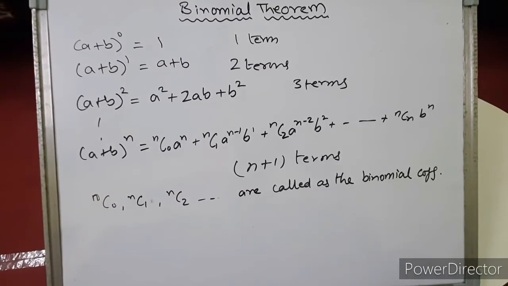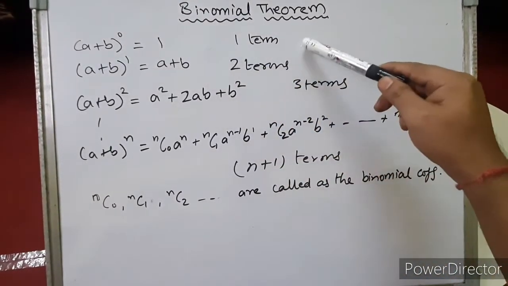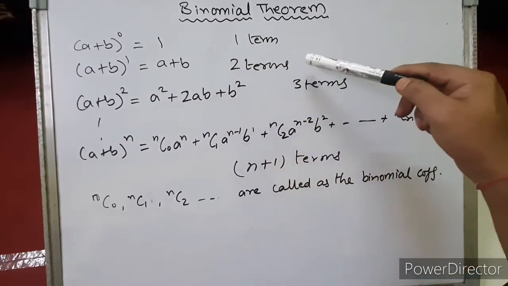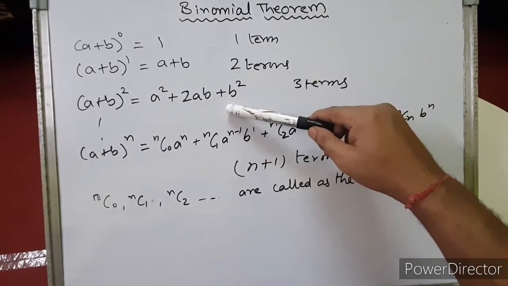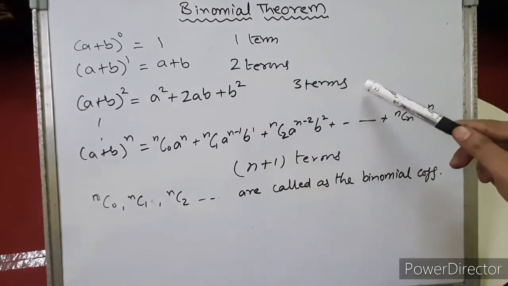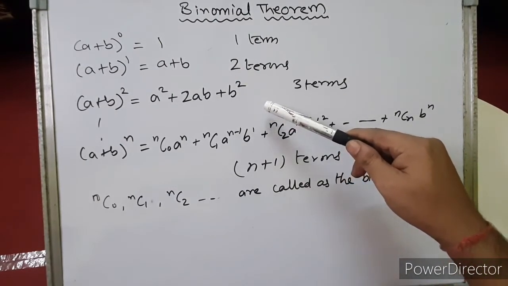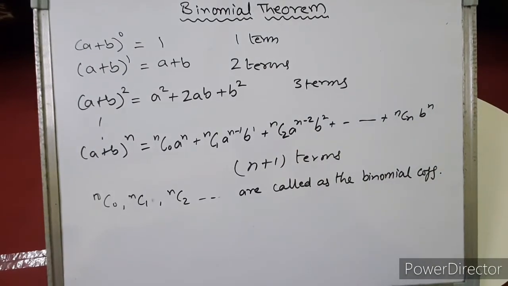Now children, if we expand a plus b to the power 0, we get the value 1, so we get one term. If we expand a plus b to the power 1, then we get a plus b, which has two terms. If we expand a plus b to the whole square, we'll get a square plus b square plus 2ab. Now it has three terms. Similarly, if we expand a plus b to the whole cube, we'll get a cube plus b cube plus 3a square b plus 3ab square. So it has four terms.